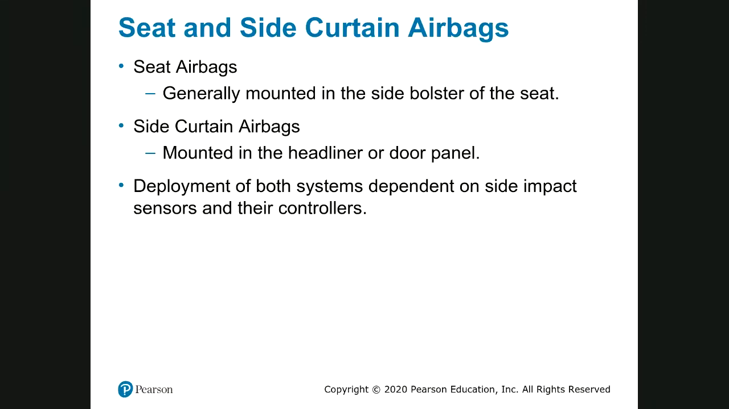Now we're talking about seat and side curtain airbags, not seat curtains. Seat airbags are generally mounted on the side bolster of the seat. They use a variety of sensors to determine if they need to be deployed. Side airbags are mounted in one or two general locations, either on the seat itself, on the side of the bolster of the seat, or in the door panel. Side curtain airbags can be in the headliner or in the door panel itself. A lot of times it's on the A pillar or the overhead headliner pillar. So be aware of that. The deployment of both systems depends on the side impact sensors and their controllers.